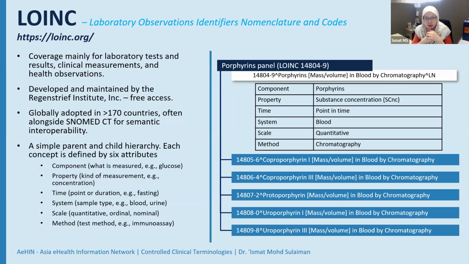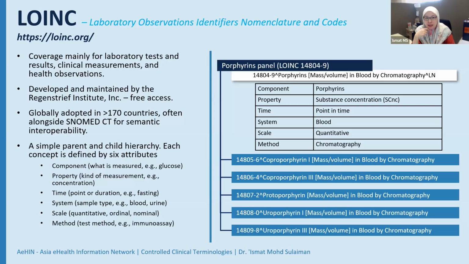It's not just for laboratory testing, it also covers clinical measurements. So for example, coding blood pressure, height, weight, and so forth. Those are types of measurements. Health observations, and now even radiology findings and tests, are some of the examples of concepts that are represented in LOINC.